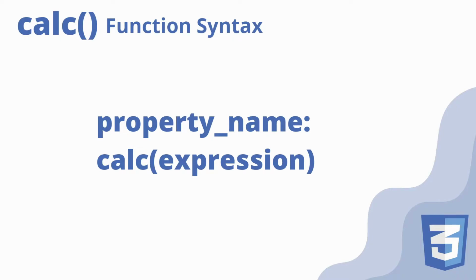So just to give you guys a picture view of using the calc, we first have the property that we'd like to use. Then we have the calc function with the parentheses, which has the expression inside of those parentheses. And again, the only place you can use the calc function is in the values, not as a direct property itself. So what we're going to do now is go inside VS Code and look at the calc function in action.